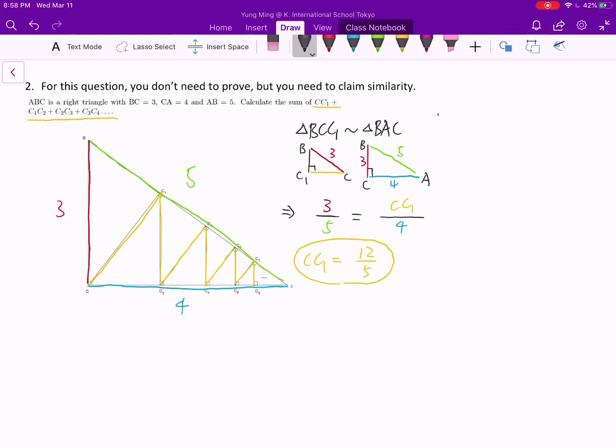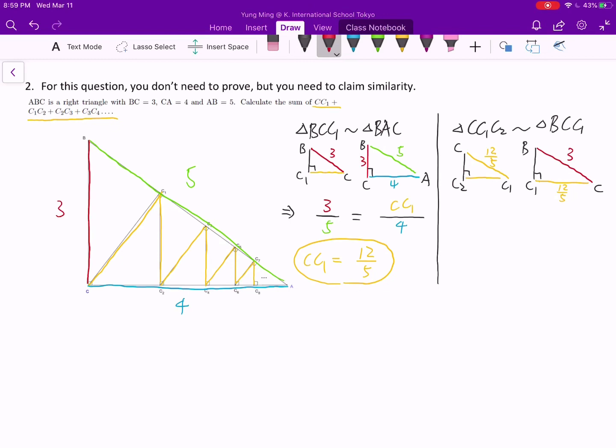Now, I will need to make a second claim in order for us to see the pattern. I'm going to say that triangle C1 C2, sounds very tongue twisting, is similar to triangle BCC1. If you draw the little triangle underneath, you're going to see something like this: C1 C2, BCC1, all the corresponding angles and all the corresponding sides being shown.